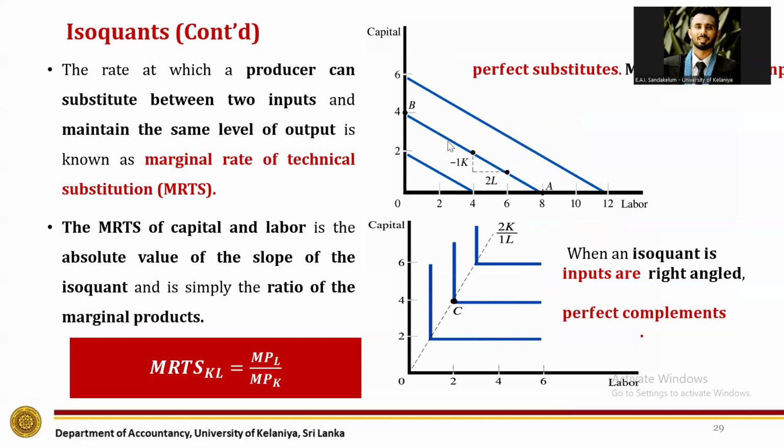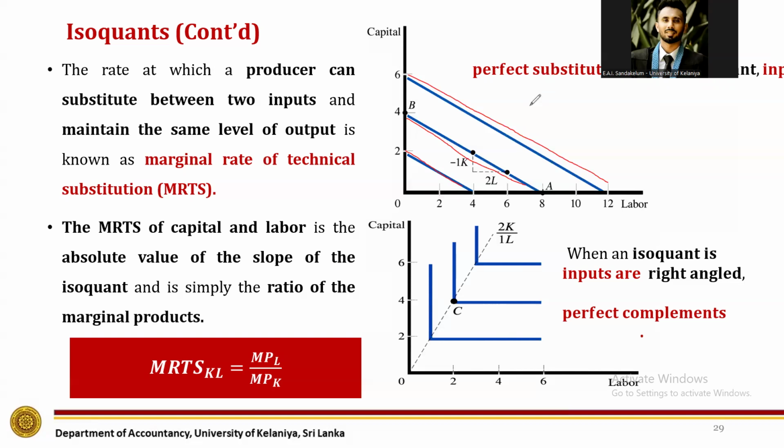If the resources become perfect substitutes, then your isocons become parallel lines to each other. The slope should be equal. We are producing the same level of output by using the same level of input. That is if it is perfect substitutes. The next one, if the isocons curve becomes a right angle, it is perfect complements. The curves become right angle.